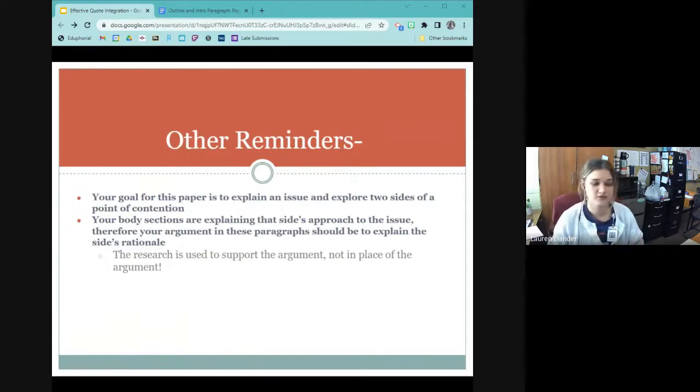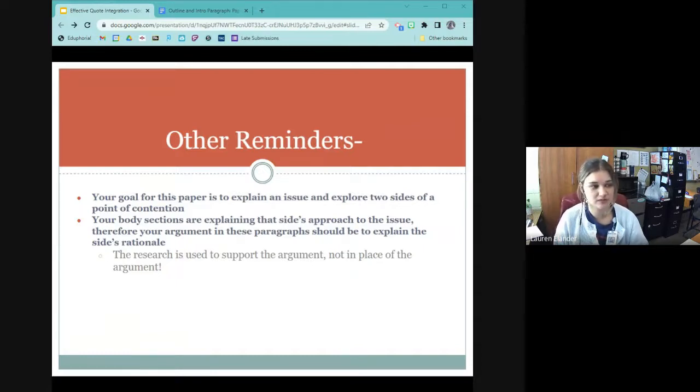Other reminders as we're moving forward on this paper. Your goal is to explain an issue unbiasedly and explore two sides of a point of contention. That means that when you're using your research, you're doing so in an unbiased way that makes clear what the points are. You are presenting their approach to an issue. And so each claim for each section should be supporting what their rationale is. Why does this side believe it is the correct answer? Why is this the right approach to the point of contention? Your research is used to support that argument, not in place of that argument.